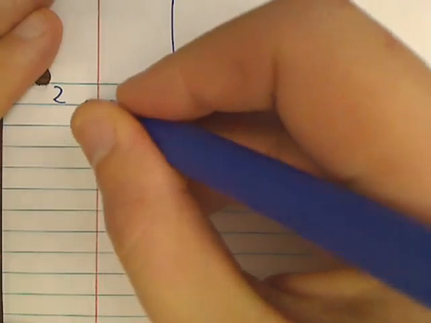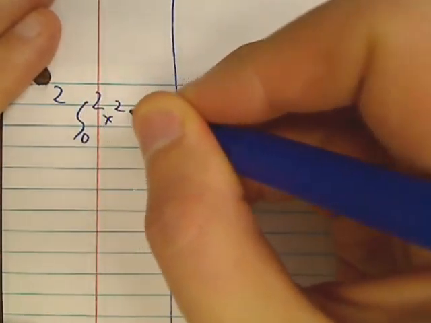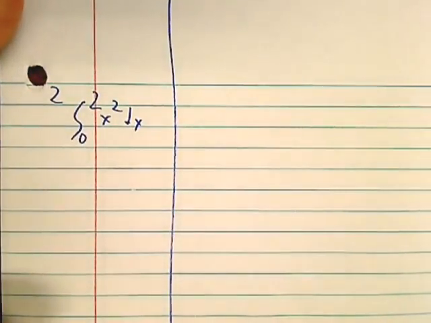Okay, let's try a couple problems. Let's look at number 2. The integral from 0 to 2 of x squared dx. Part A, use the trapezoidal rule with n equals 4 to approximate the value of the integral.